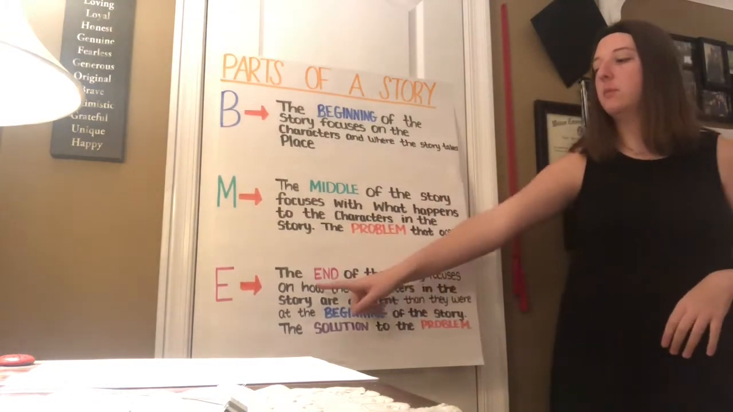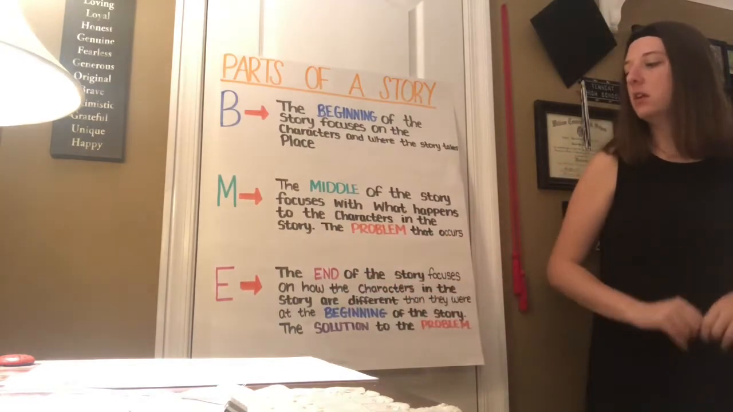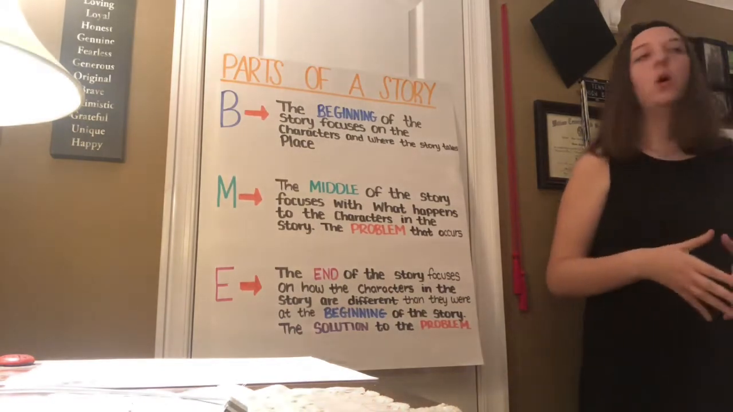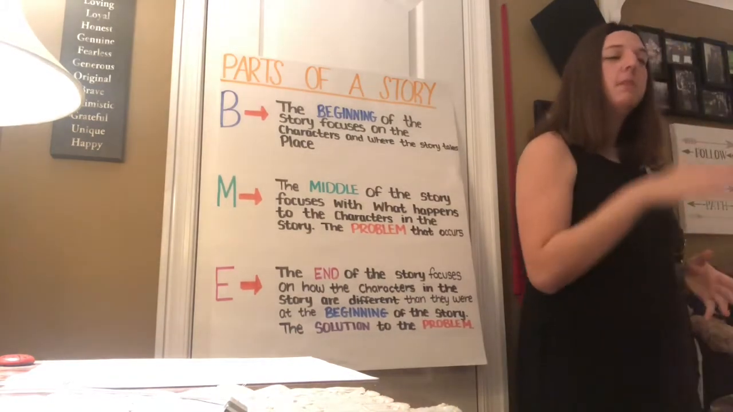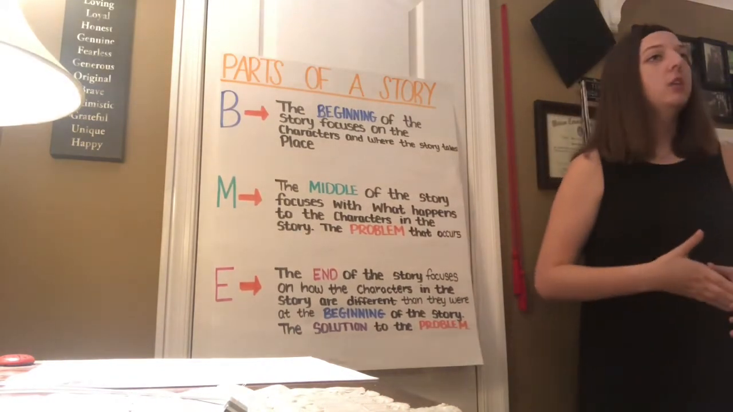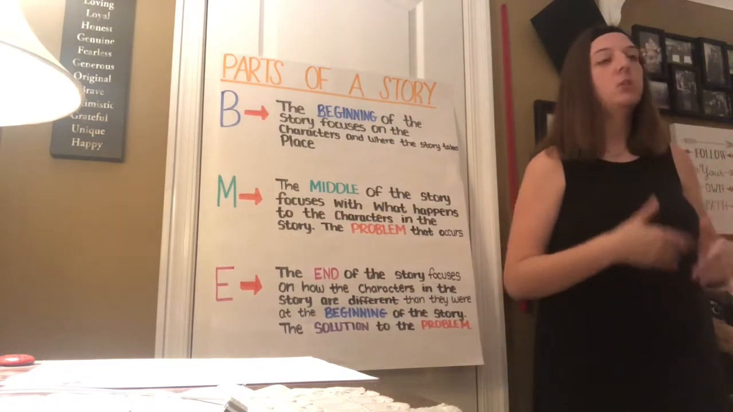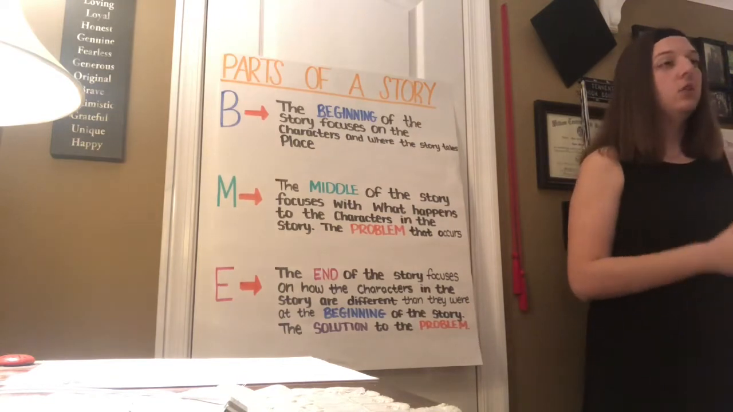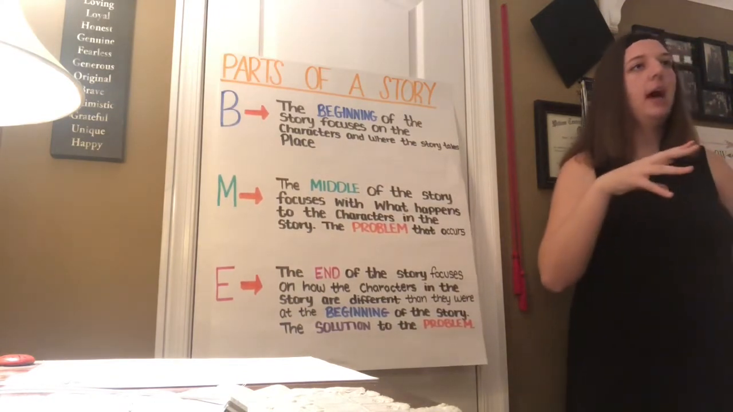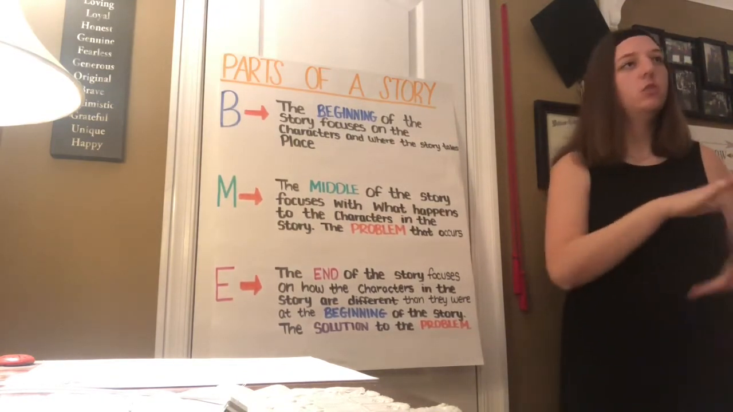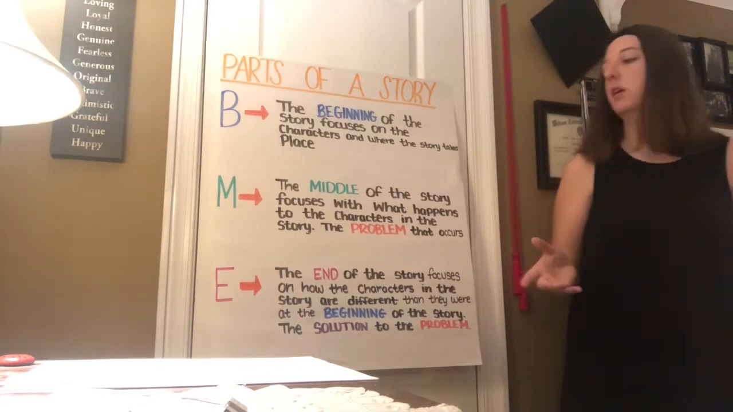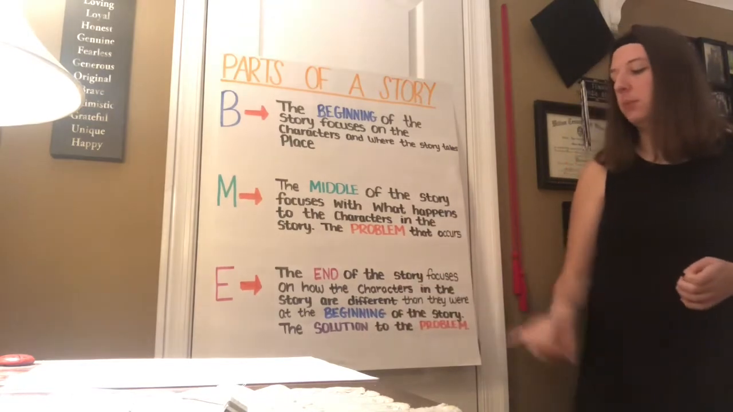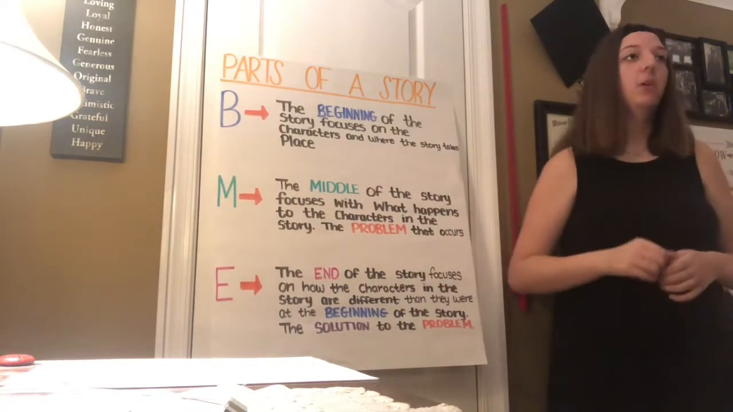As we jump down to the end, the end of the story focuses on how characters in the story were different than when we first met them in the beginning. Characters continuously develop as we read through stories. As we read through the story that we're about to read, we can see how much characters can change through very little portions of a book. And usually at the end of the story, there are solutions to the problem that was introduced in the middle.